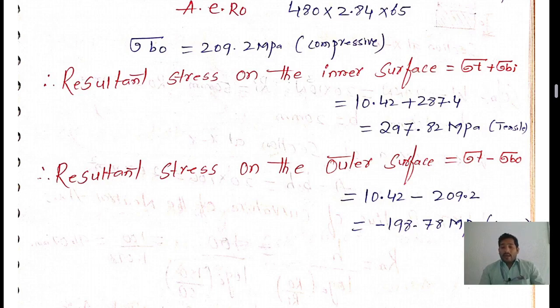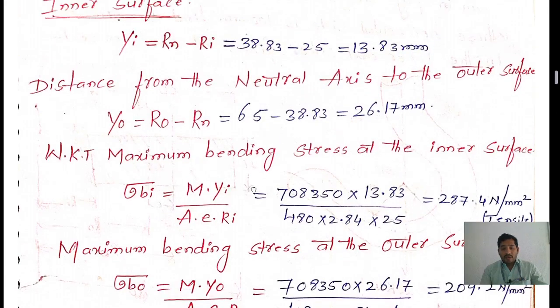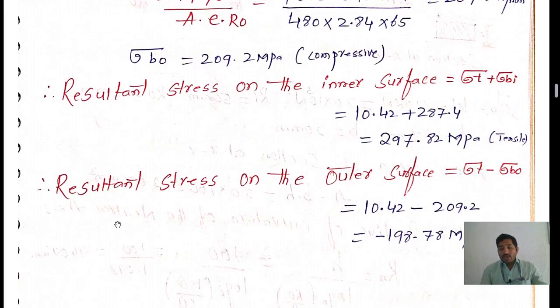So the maximum tensile stress is acting at the inner surface, as well as the maximum compressive force at the outer surface. The resultant stress on the outer surface we got is minus 198.78 megapascal, because instead of minus I am representing that compressive force is acting on the outer surface.